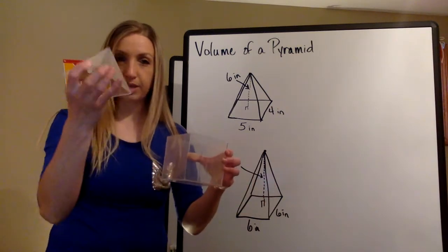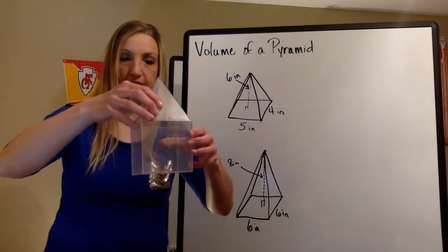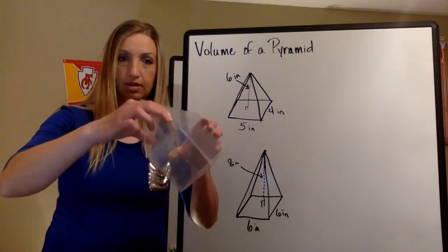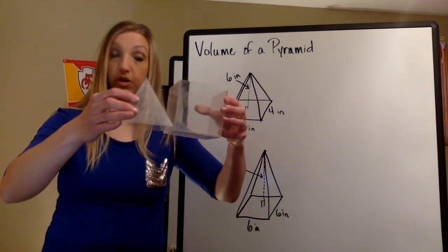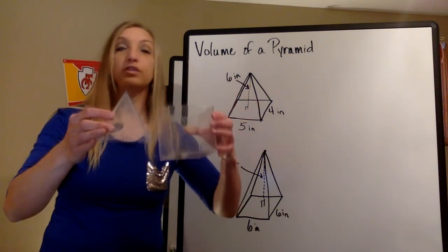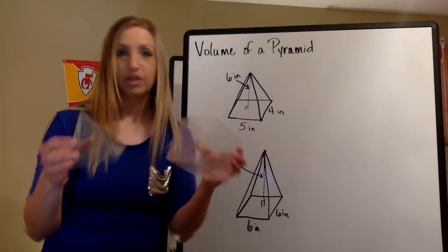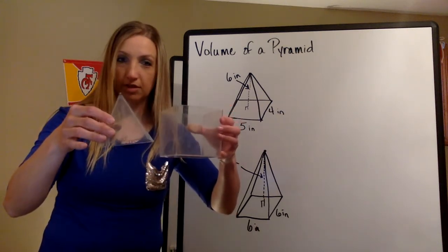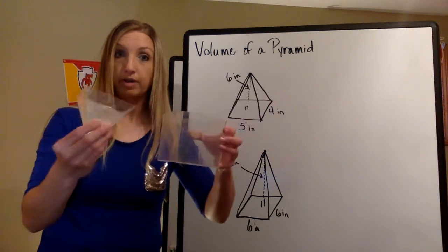Well, the base of this pyramid and the base of this cube are exactly the same. Okay, the height of this pyramid and the height of this cube are exactly the same. So if I do area of the base times the height of both of these, I would get the same number. And obviously these two volumes are not the same. This would hold way more than this would.